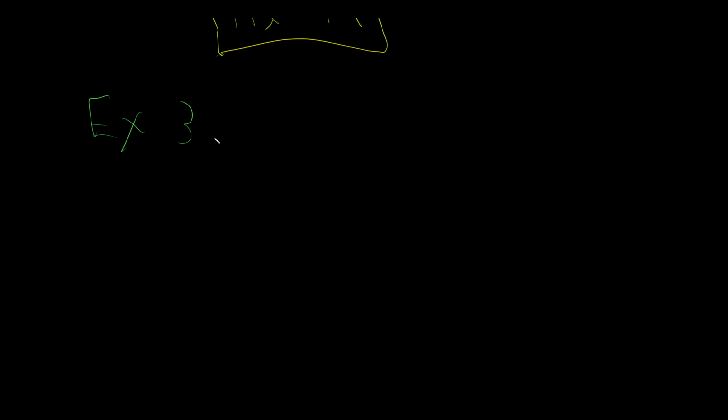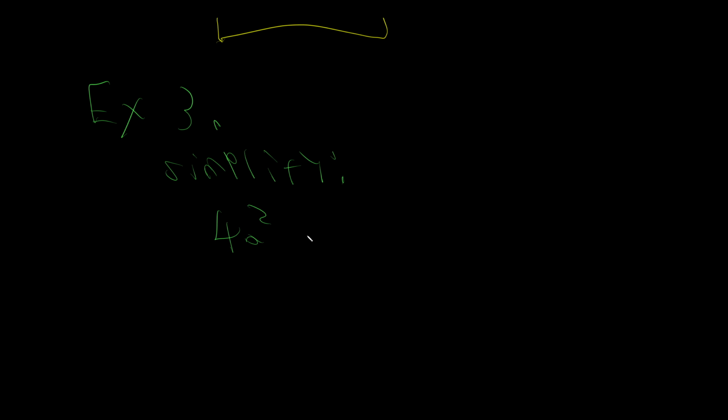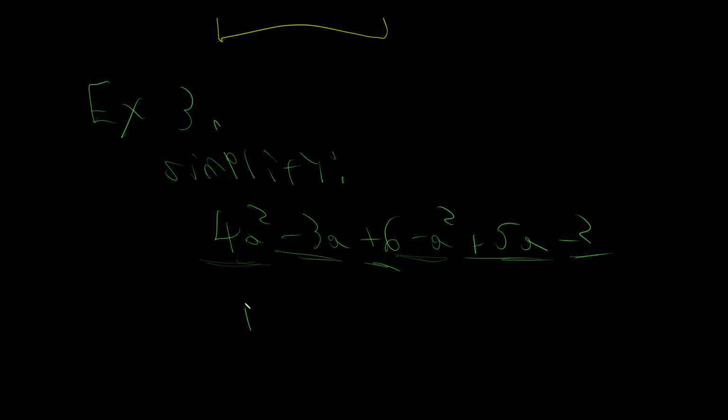Example number 3. Simplify 4a squared minus 3a plus 6 minus a squared plus 5a minus 2. So this one will be a little faster. We rearrange these. We can identify the like terms in here. So 4a squared minus a squared, and then we have minus 3a plus 5a. And we have plus 6 minus 2.